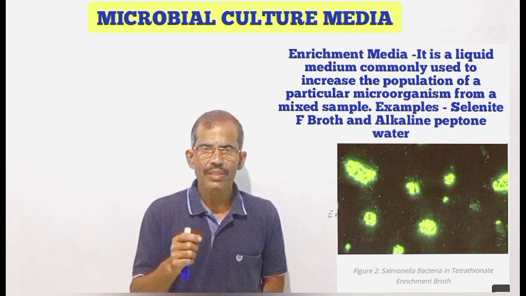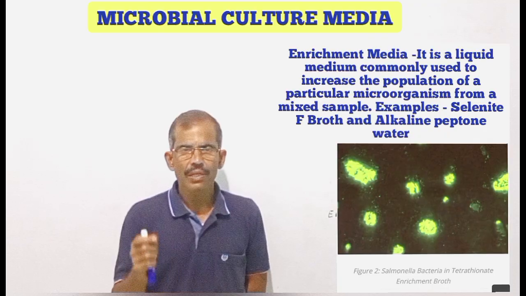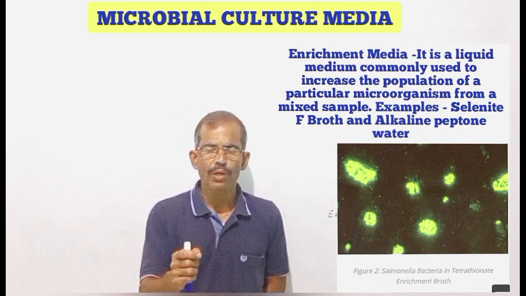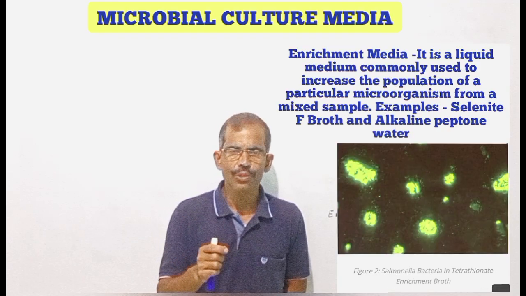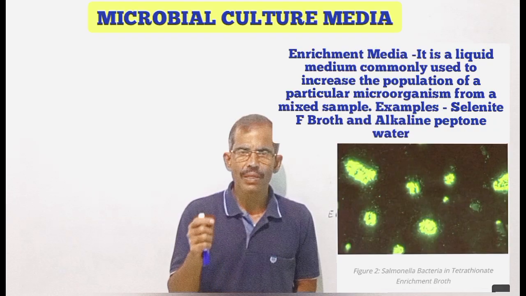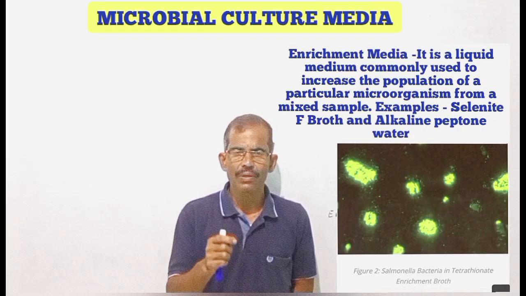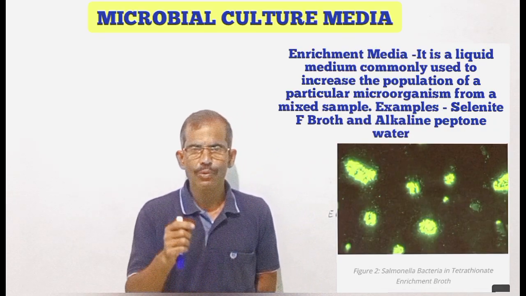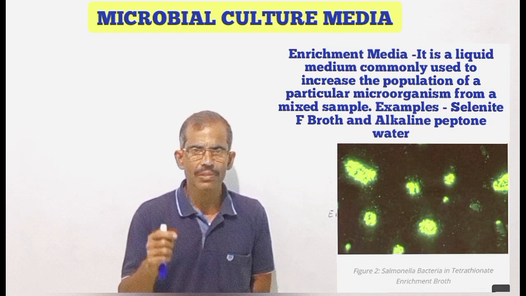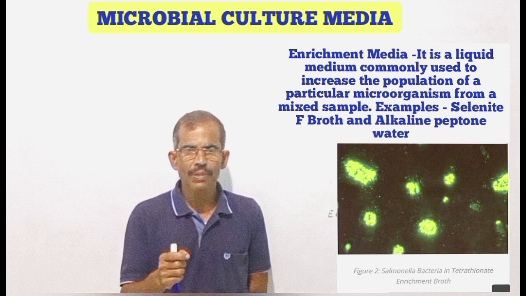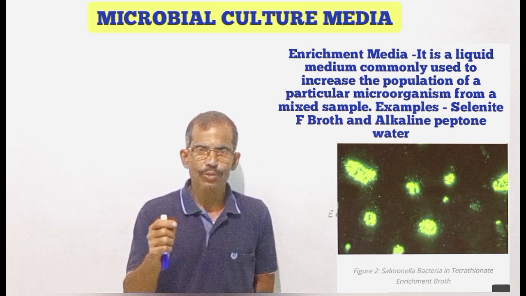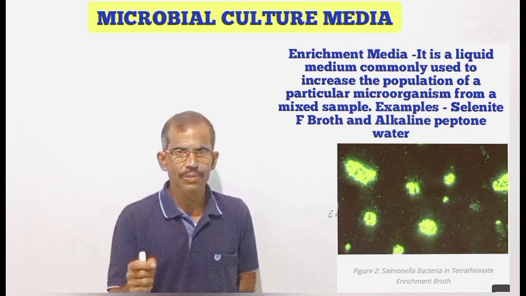Number three, enrichment media. It is a liquid media commonly used to increase the population of a particular microorganism from a mixed sample. It contains specific chemicals, antibiotics, or dyes that promote the growth of a particular microorganism while inhibiting others' growth. Such medium can also use an altered pH that promotes the growth of a particular microorganism.